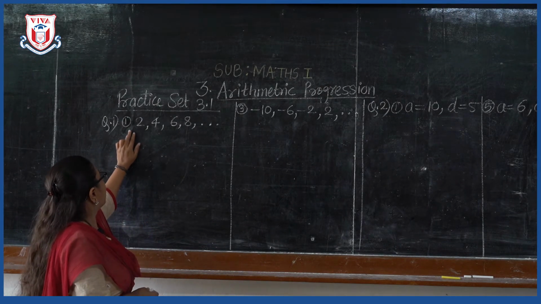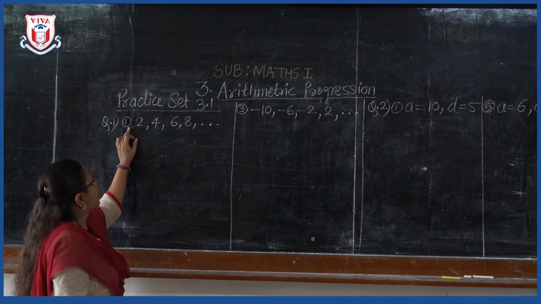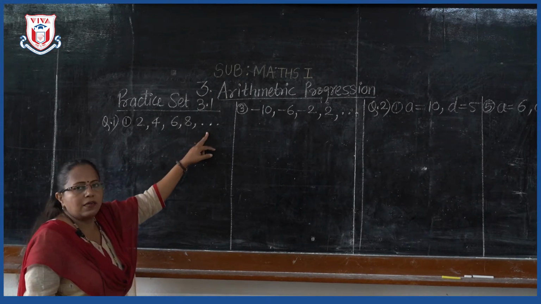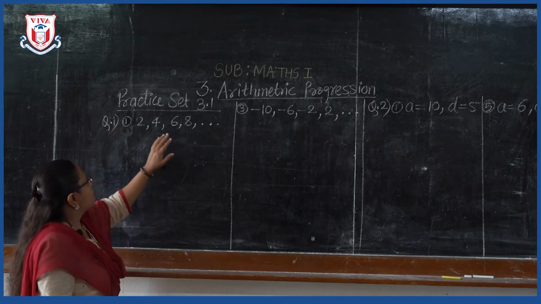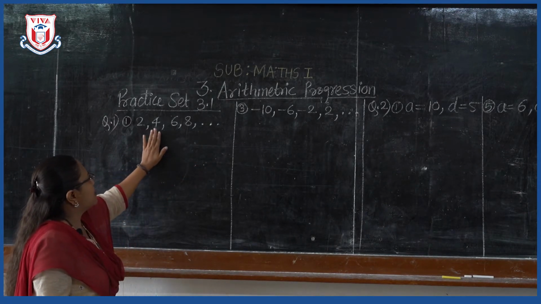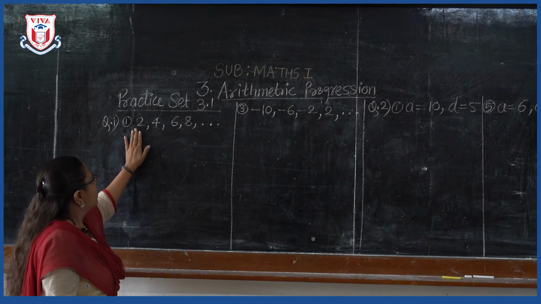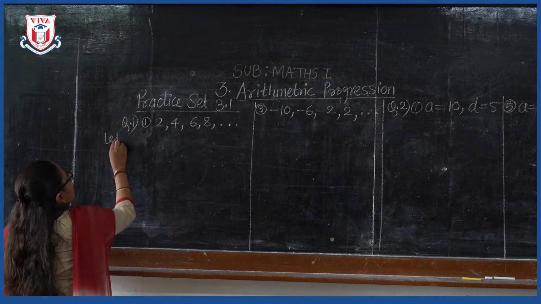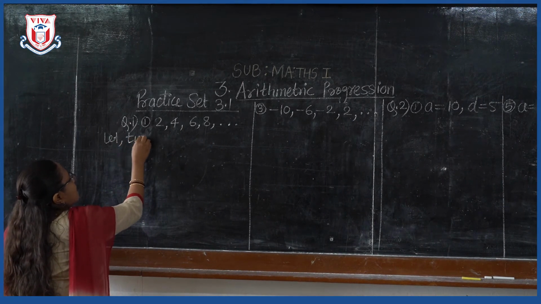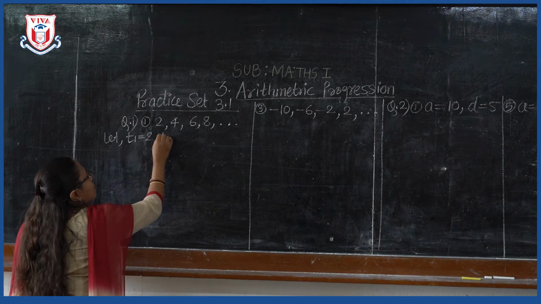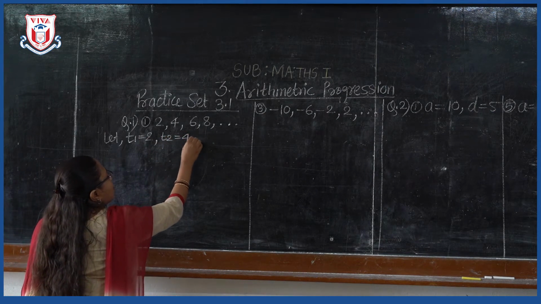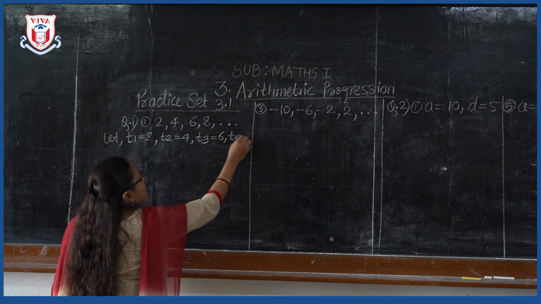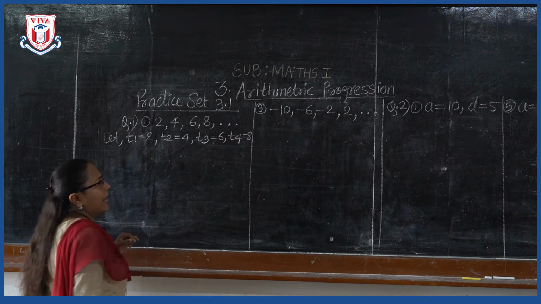So in question number 1, the first one, the sequence is 2, 4, 6, 8 and so on. Okay. So students, let us assume these numbers as terms T1, T2, T3, T4 like that. So let T1 be equal to 2, T2 equal to 4, T3 equal to 6, T4 equal to 8.